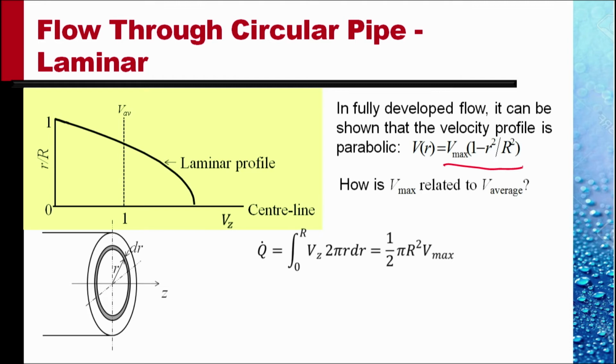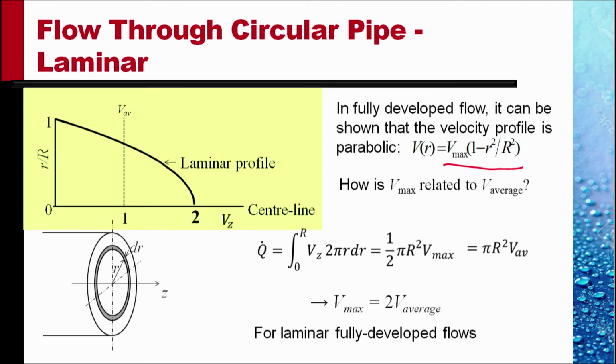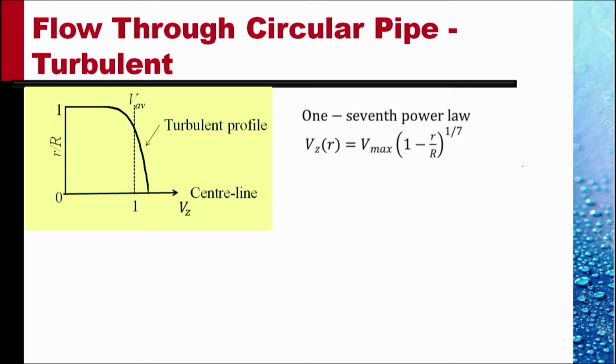This is equated to V average times the area of the pipe, pi R squared. And so clearly we get V max is equal to twice the V average. The average velocity is 1/2 of V max. Let's again do this problem with a turbulent velocity profile.